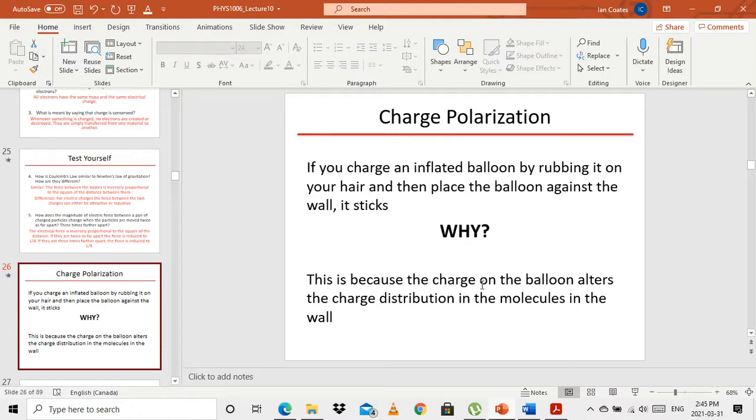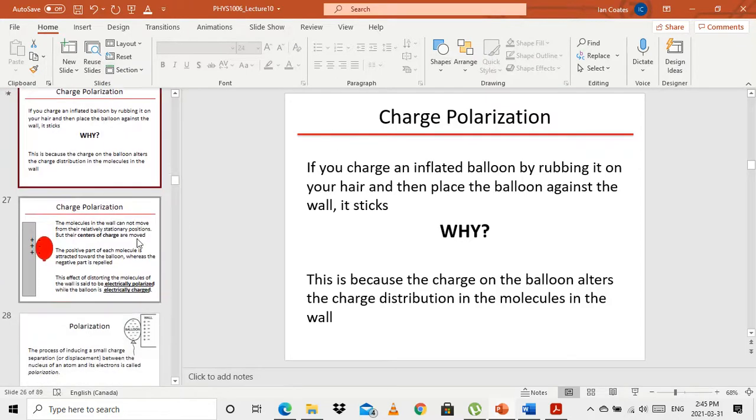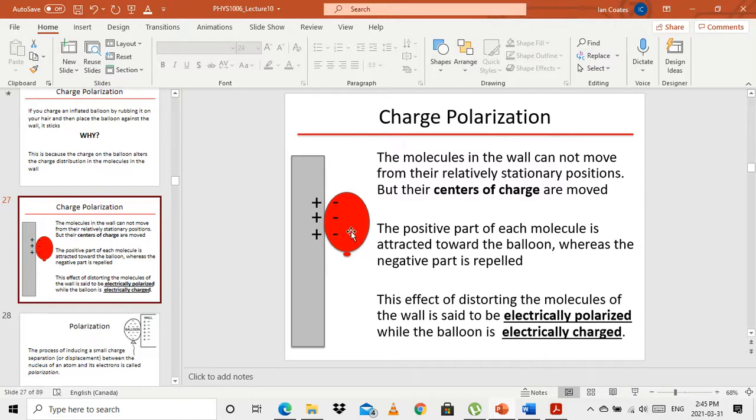Charge polarization. If you charge an inflated balloon by rubbing it on your hair and then place the balloon against the wall, it sticks. Why? This is because the charge on the balloon has changed the charge distribution in the molecules in the wall. You see, the balloon has accepted more electrons. So the balloon is very negative. All right? And you have a look here. You just rub the balloon against your hair. Okay, it just took all these electrons from your hair, so the balloon is negative.